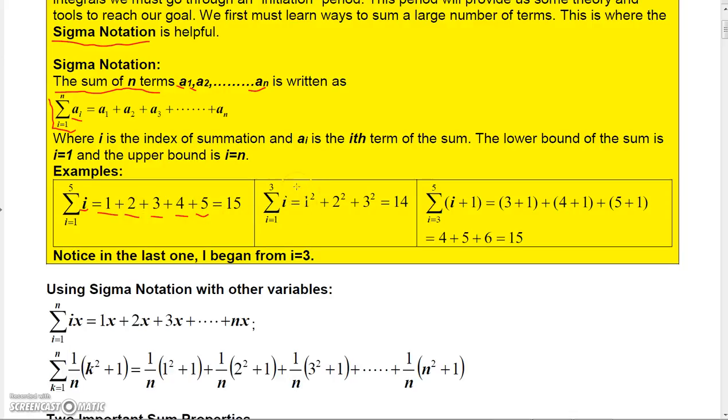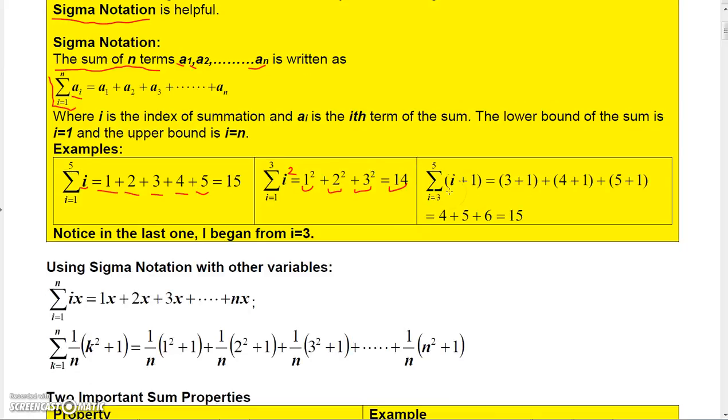Now, I meant to put an i squared here, so there's a square missing. So if it says sum i squared from 1 to 3, then when i is 1, you're going to get 1 squared. When i is 2, you're going to get 2 squared. When i is 3, you're going to get 3 squared. And if you add those up, you'll get 14.